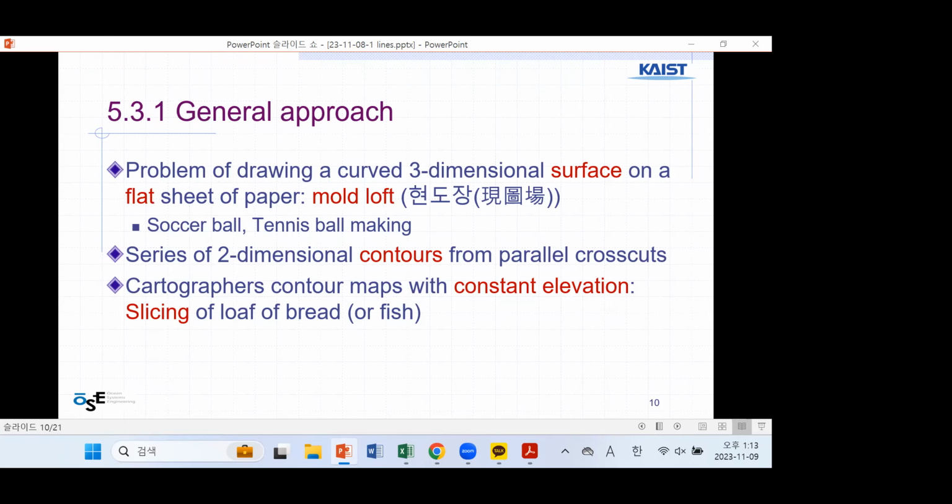So there is the problem of drawing a curved three-dimensional surface on a flat sheet of paper, so we needed such a mold loft drawing office in the old days. You can think of soccer ball and tennis ball making. The soccer ball is made of pieces. If you cut it into pieces, the portion is still curved, but it's made of flexible material, so you can make it. But if this is a steel soccer ball, how can you make it? Each plate shape is the same, but you need to start from a flat plate, cutting, then bending and welding to make a sphere.